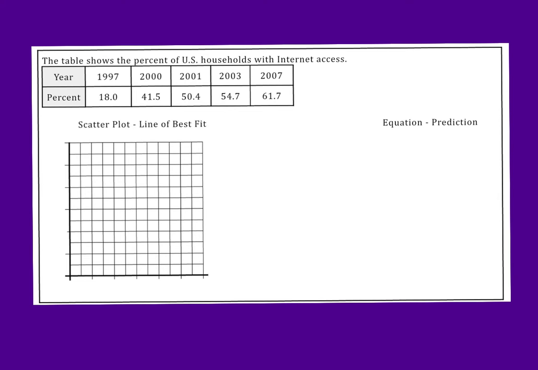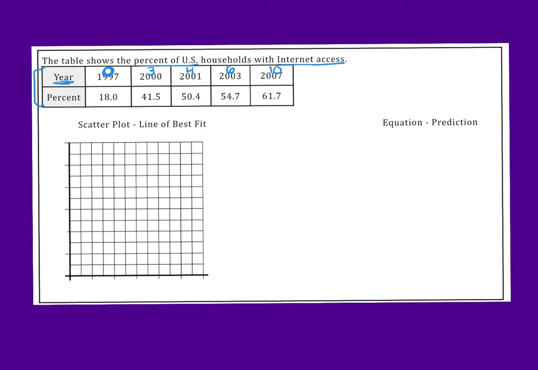All right, so here we have some data that we're going to graph. It says the table shows the percent of U.S. households with internet access. Okay, so when you're dealing with years, one thing you can do is we could say that the first year we're looking at is year 0. And then, so if 1997 is year 0, 2000 is 3 years after. And then I've got 4 years after, 6 years after, and 10 years after.